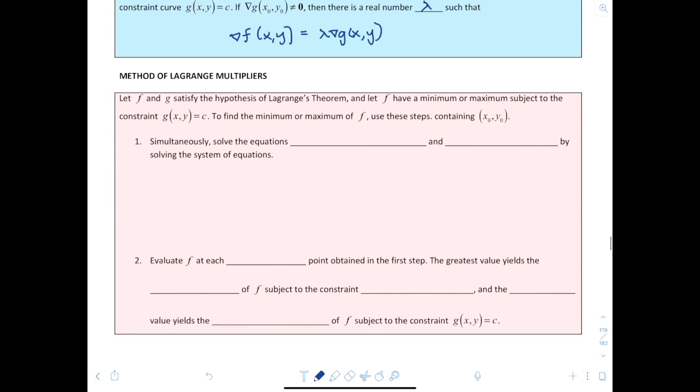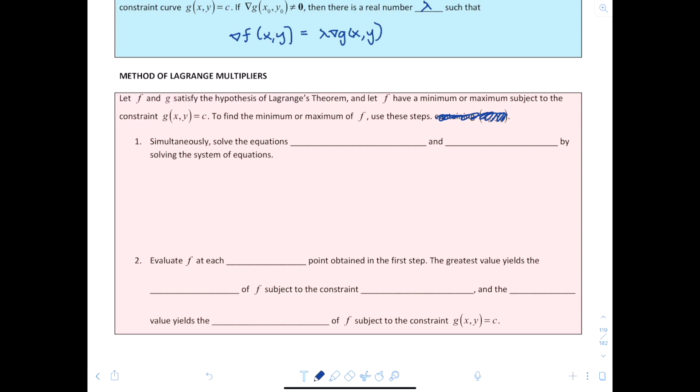All right, so the method. Let f and g satisfy the hypothesis of Lagrange's theorem, and let f have a minimum or maximum subject to the constraint g(x, y) = c. To find the minimum or maximum of f, use these steps. Sorry, there are a couple of typos in here.